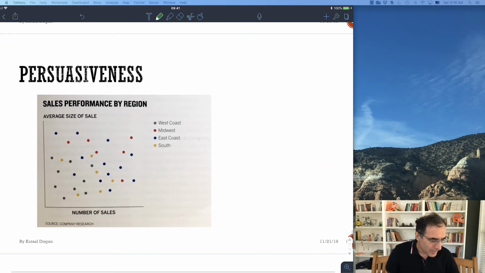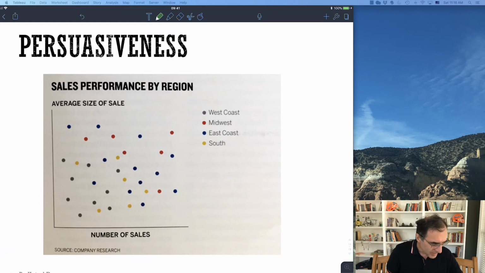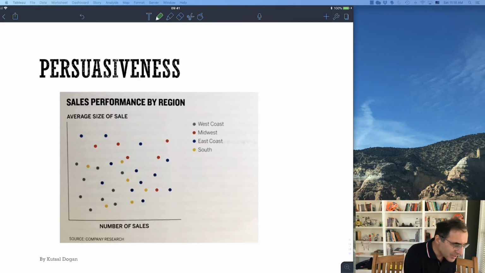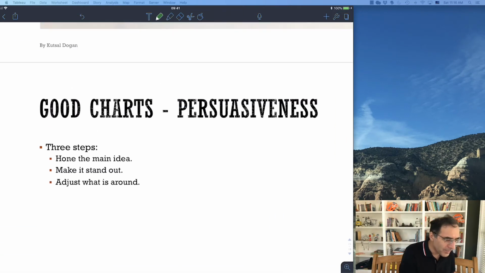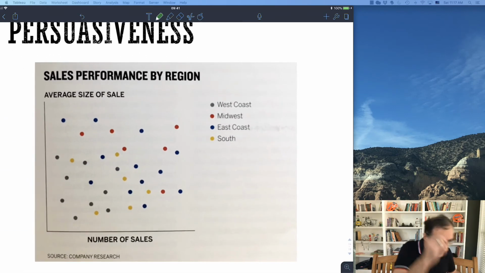So let's look at another chart with an example. How do we persuade? Here is the sales performance by region. What is your story, and how do you hone it and hide everything else? We're going to look at these 3 steps with this chart: hone the main idea, make it stand out, and adjust what is around. What is the story you're trying to tell? First, find the story.